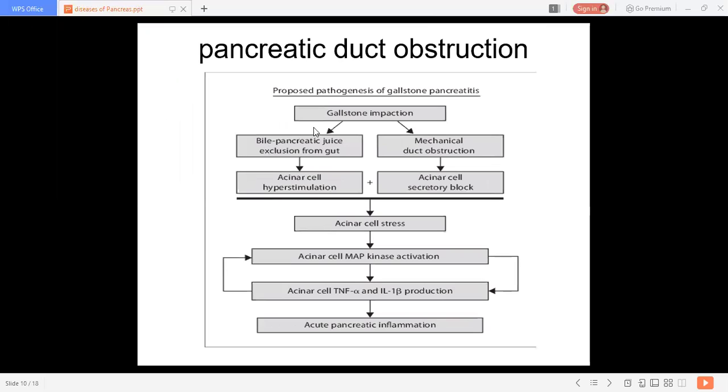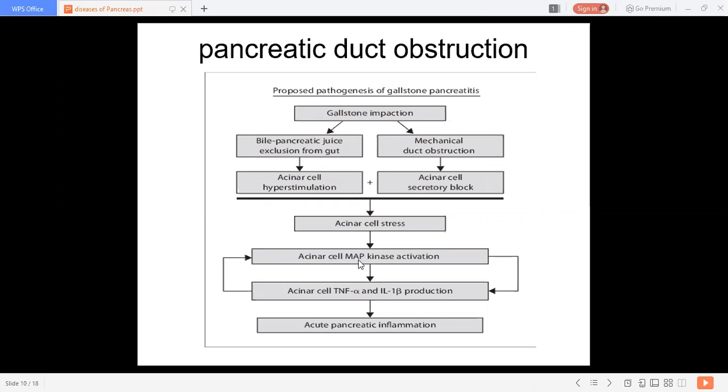See, this pancreatic duct obstruction, this gallstone impaction, is exclusion of bile and pancreatic juice from the gut, and a mechanical duct obstruction. It will lead to a decrease in the juice. It leads to acinar cell hyperstimulation and acinar cell secretory block due to this edema. It increases acinar cell stress and acinar cell MAP kinase activation.